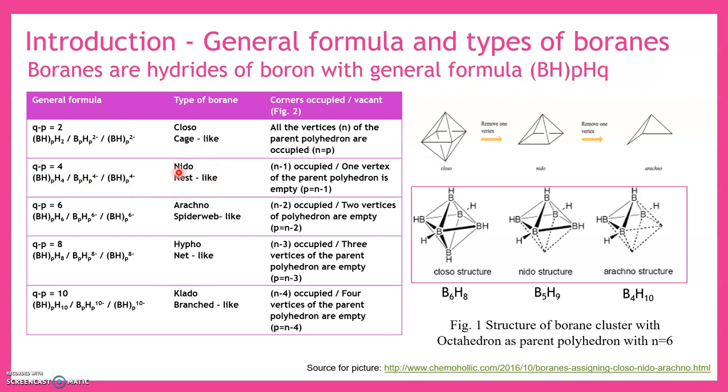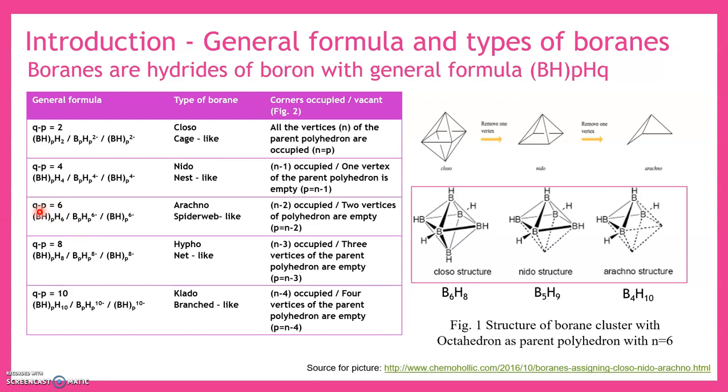Then the next type is nido, where q minus p is equal to 4. Here the formula can be written as BpH(p+4), or BpHp 4-. Here one vertex of the parent polyhedron will remain unoccupied or empty. So remove one of the corners, one vertex, from the closo structure, and you get a nido class of compounds. Remove two vertices, you get arachno.